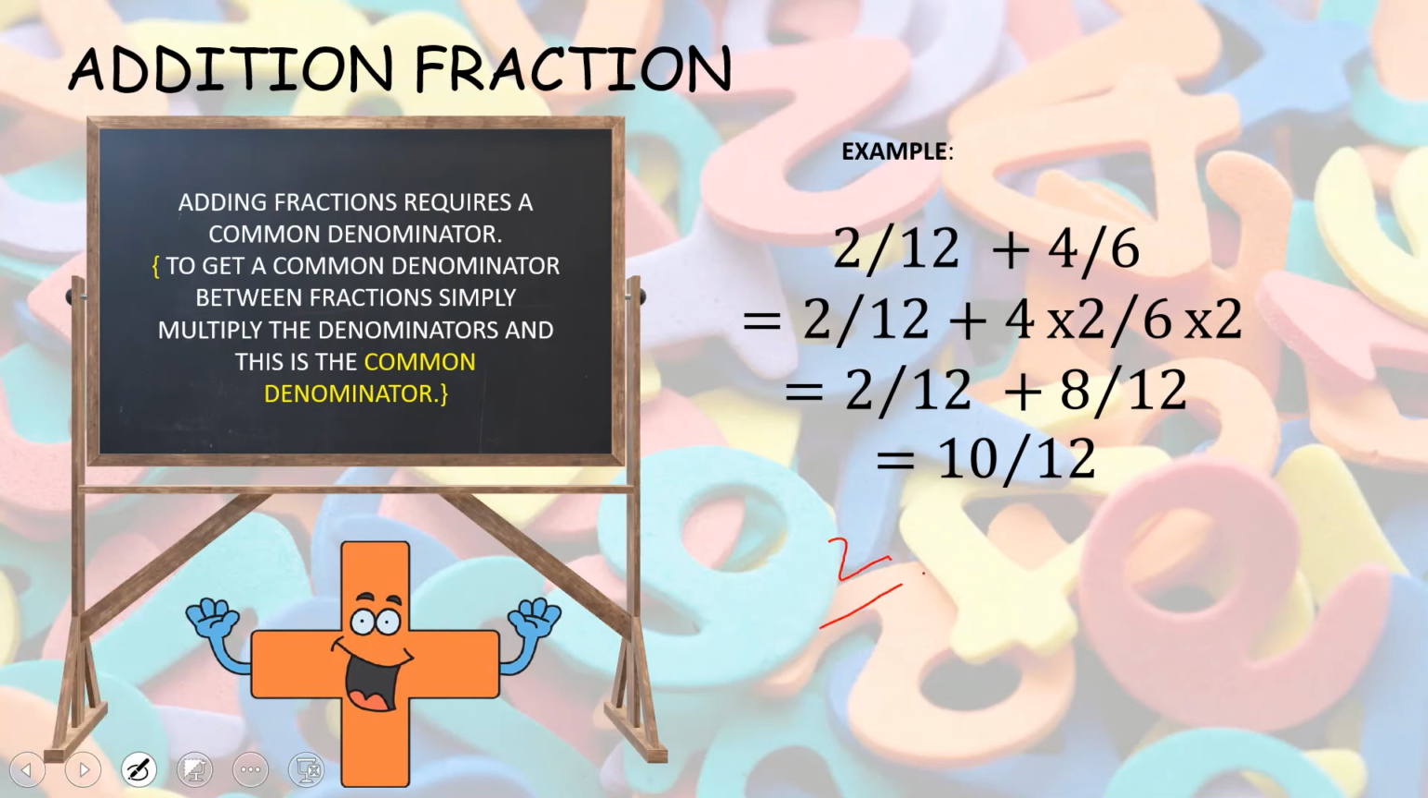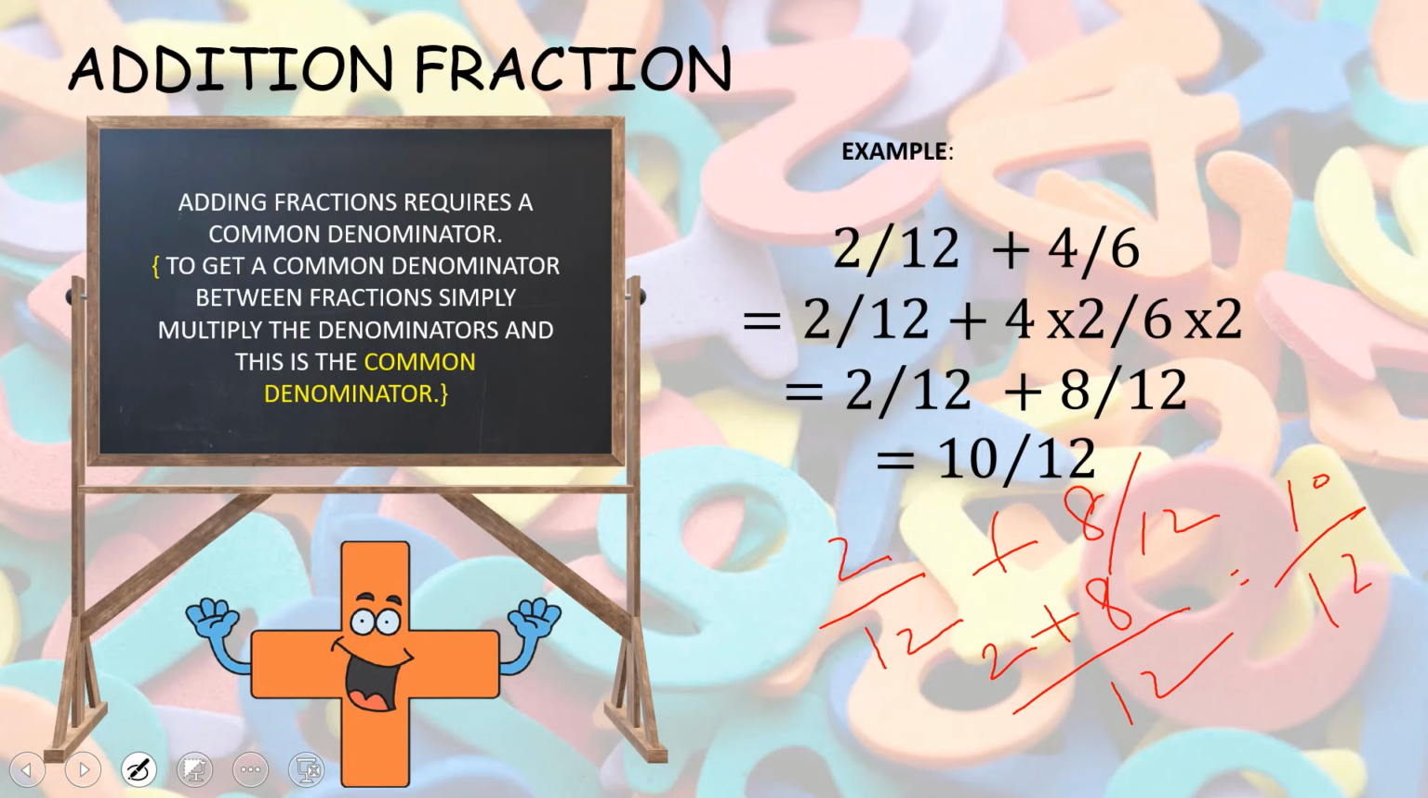See, when you have 2 divided by 12 plus 8 divided by 12, simply take 12 common in your denominator and plus 8, you'll get your 10 by 12. Hope this method is working, guys.